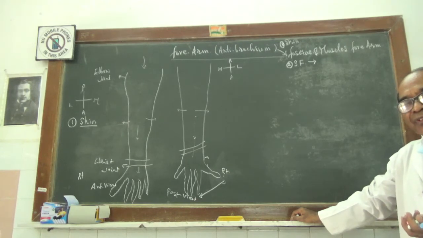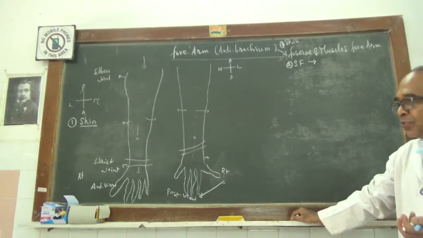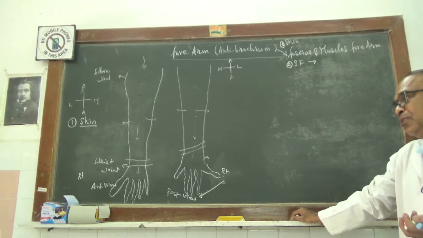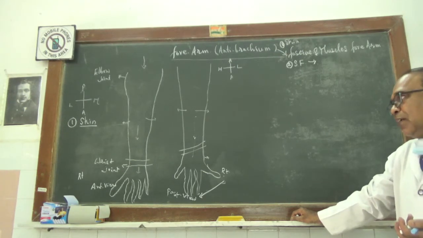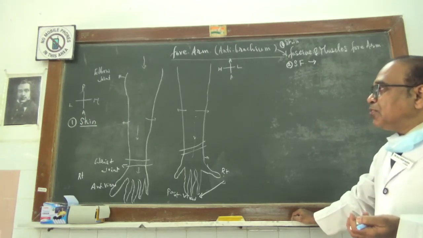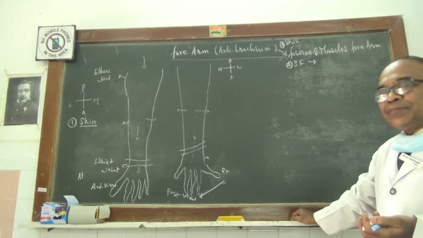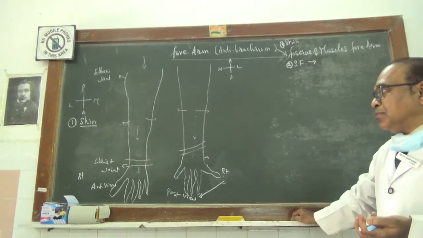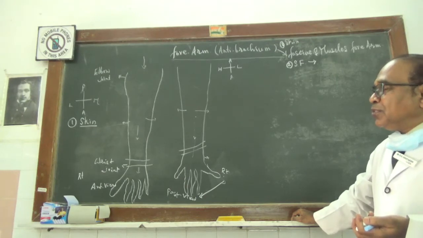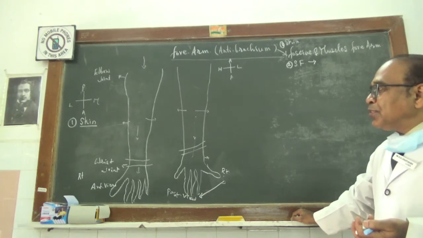As this superficial fascia runs down, after crossing the wrist, it becomes the superficial fascia of the front part of the hand, the palmar aspect of the hand. The superficial fascia of the forearm, as it runs towards the medial side, becomes the superficial fascia of the medial aspect of the forearm. As it runs laterally, it becomes the superficial fascia of the lateral aspect of the forearm.